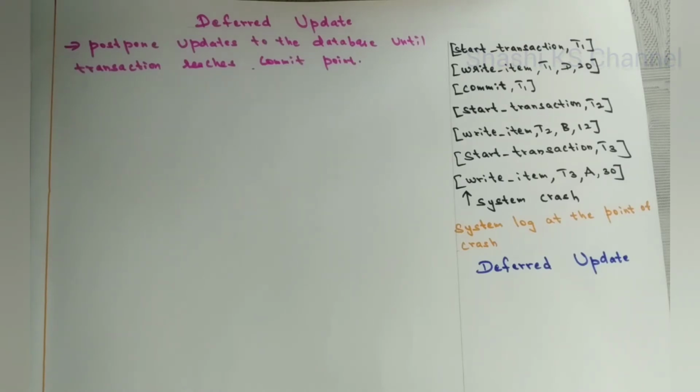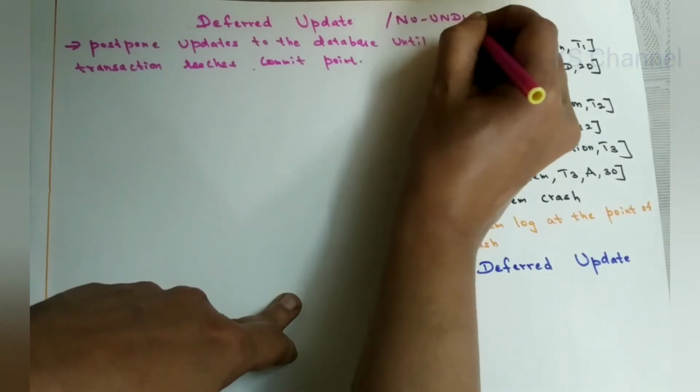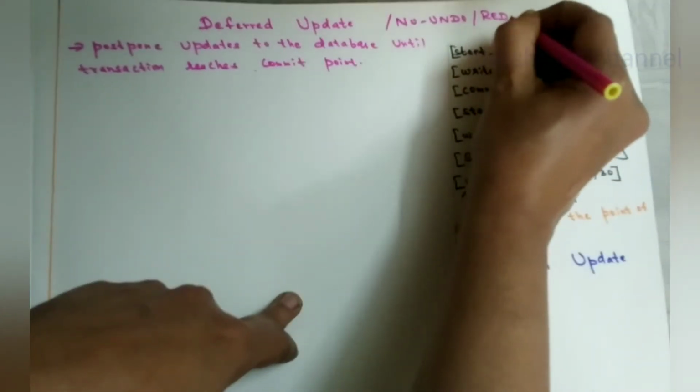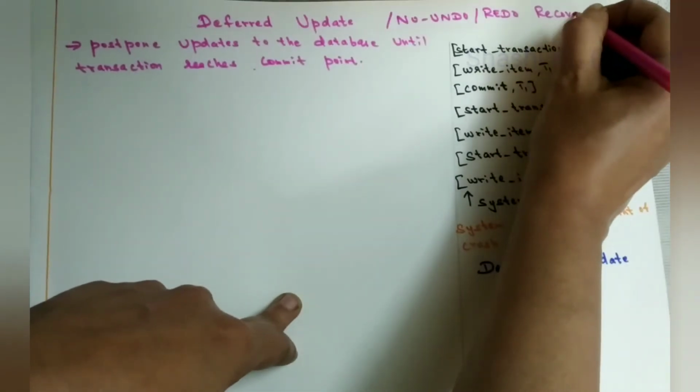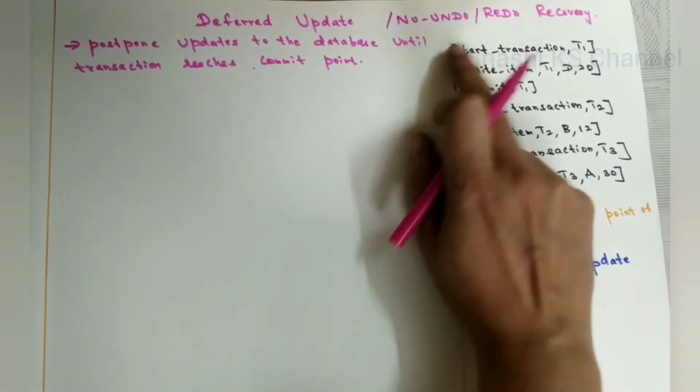For this reason, deferred update is also called no-undo/redo recovery. So do we need a redo operation? Only redo type log entries are needed in the log. If the transaction has reached its commit point, and after that there is a system crash, then the values updated by the committed transaction have to be updated in the database also. For that we need a redo operation. That is why it is also called no-undo/redo recovery.